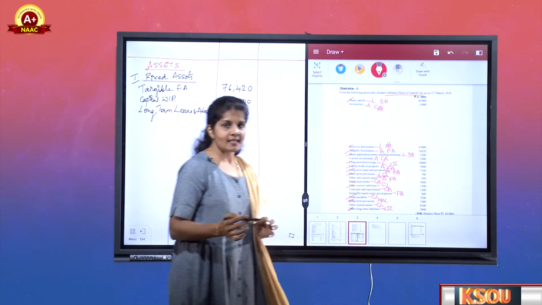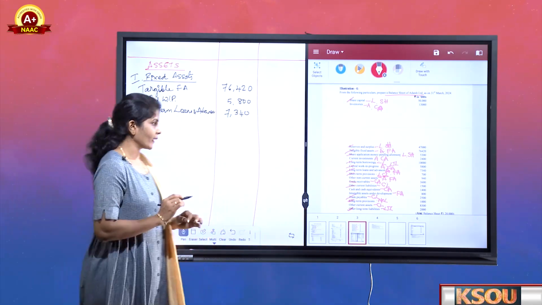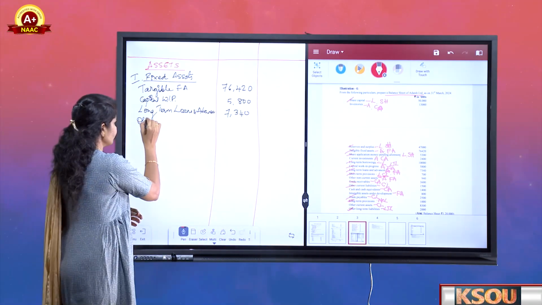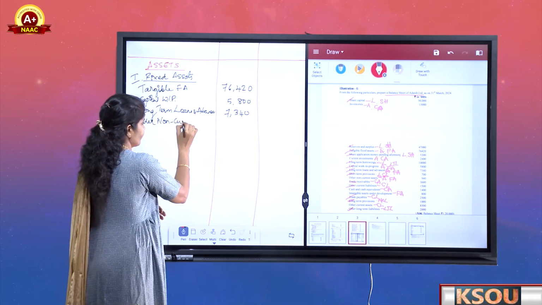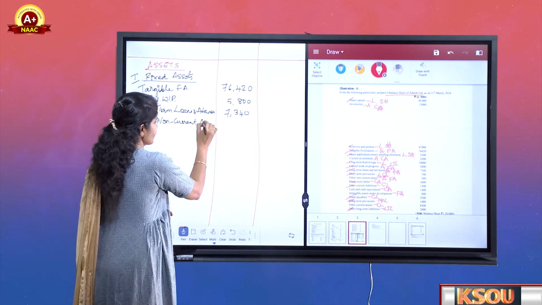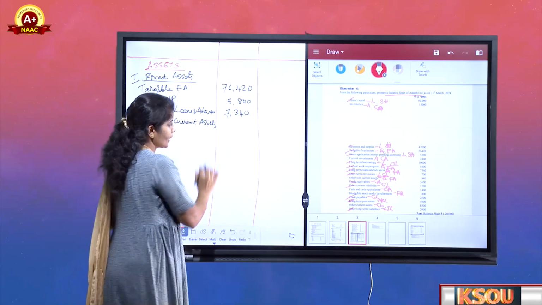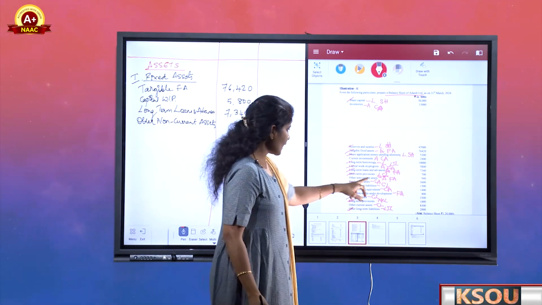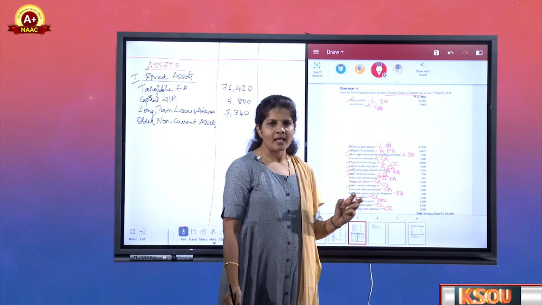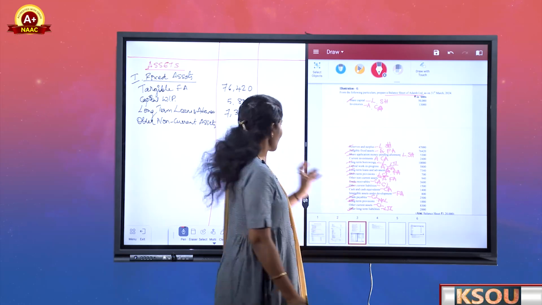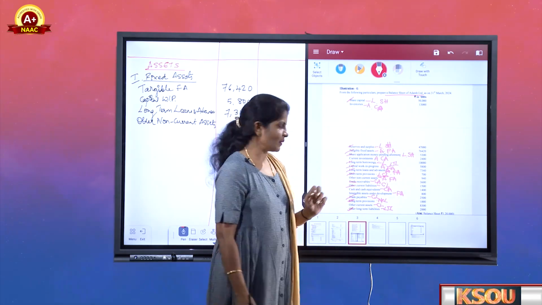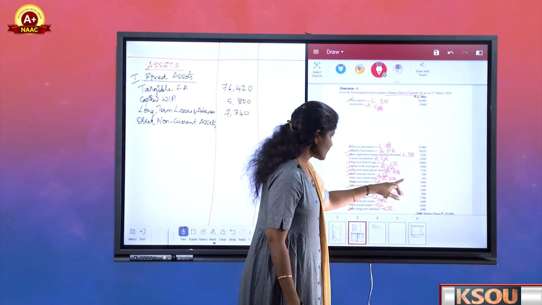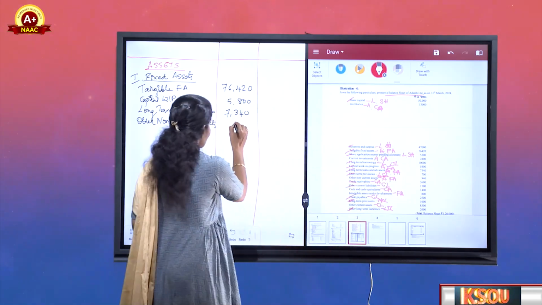See, non-current asset is nothing but fixed asset only. So, other non-current assets. What is included under other non-current assets? Any other assets which may not be specifically mentioned as tangible fixed asset or intangible fixed asset. Okay. So, this amount is 940 rupees.